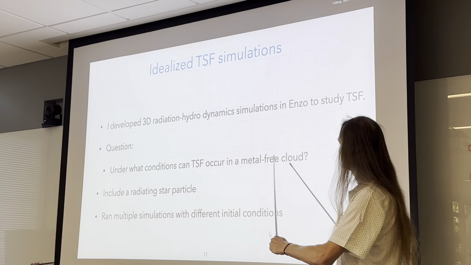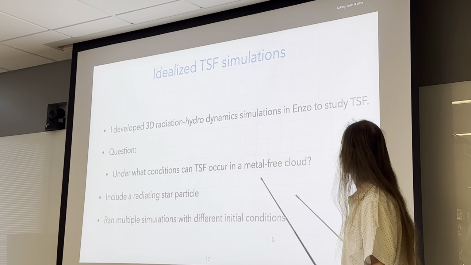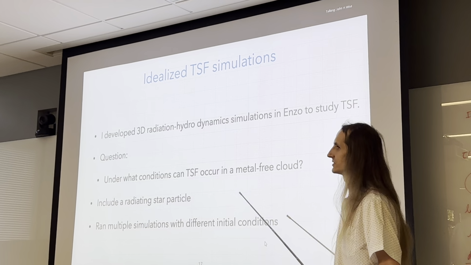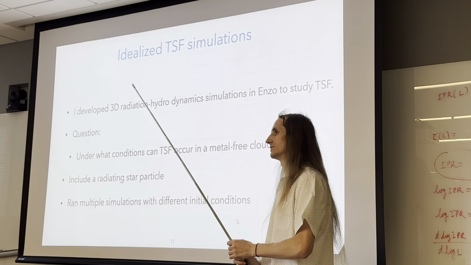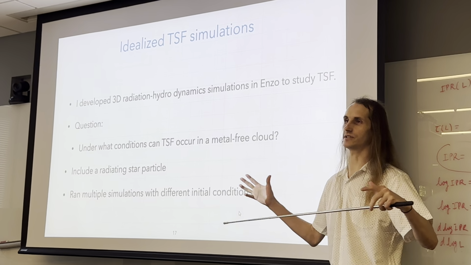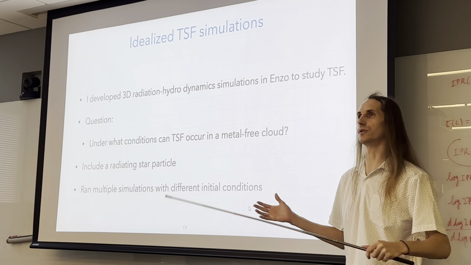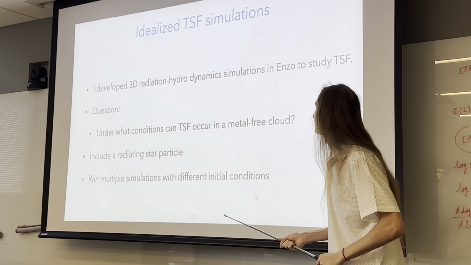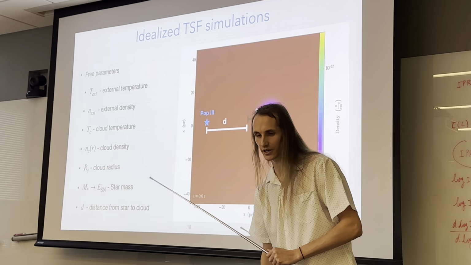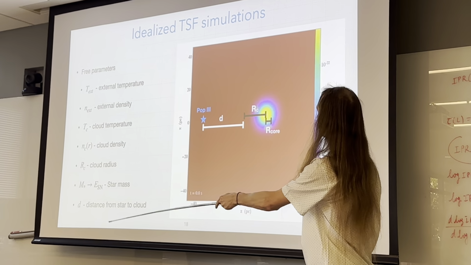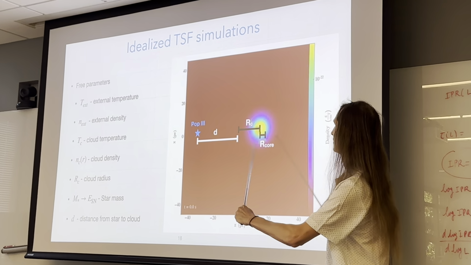But they always used a solar metallicity gas, so it's not really applicable to the high-redshift universe. What we do differently is we include a radiating star particle, so that we allow this star to radiate its entire lifetime before exploding in a supernova. And so we run multiple simulations with different initial conditions. Here are the free parameters we can vary in our simulation and a diagram of the setup.